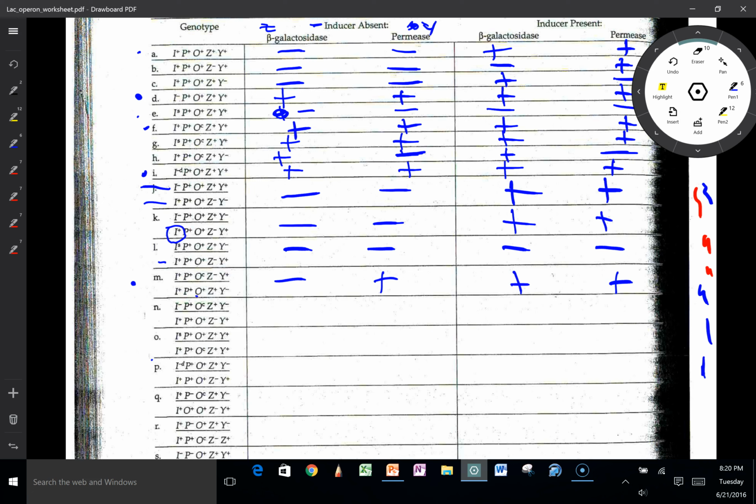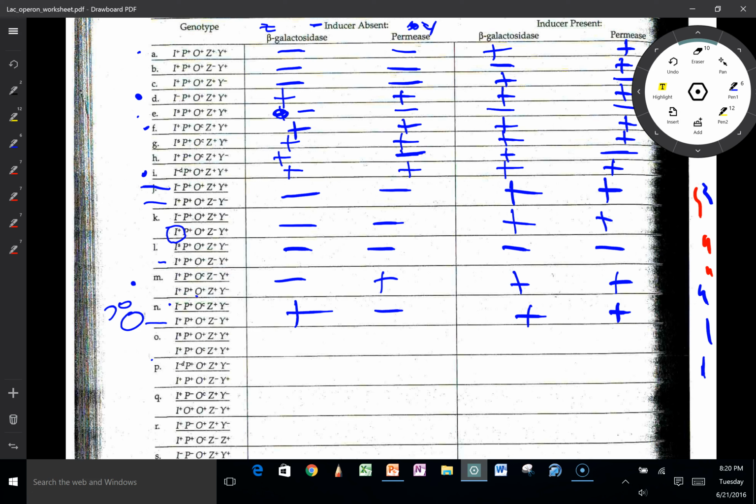N is another example. So now we've got OC connected to Z plus, O plus connected to Y plus. But now we've got this I minus. But we know that I plus makes a repressor, makes a bunch of copies of it. That repressor can act in trans. So as long as you get the I plus from somewhere, then you've got I plus. It doesn't matter where it comes from. But OC is going to keep Z on all the time, because now Z is connected to OC, and Y plus is connected to the normal operator, so it's going to be inducible.